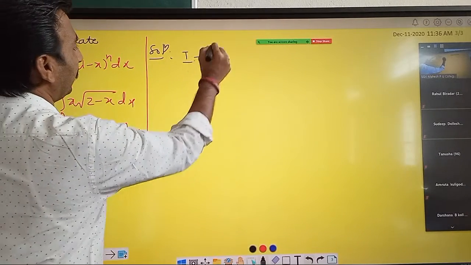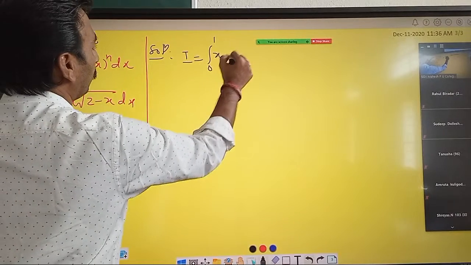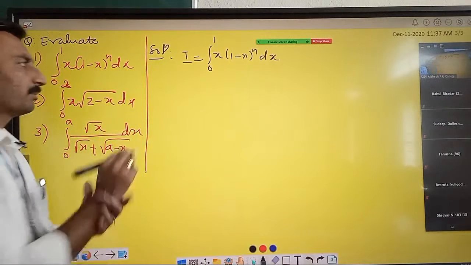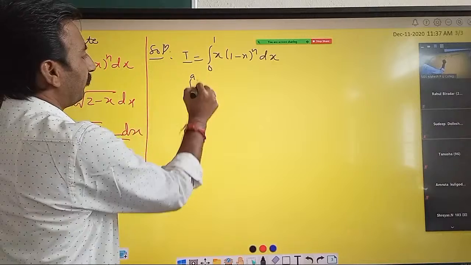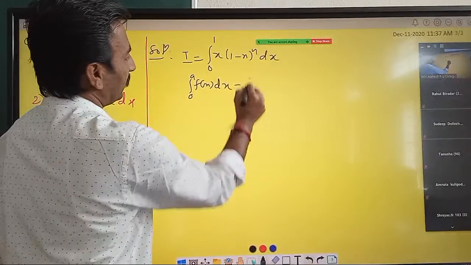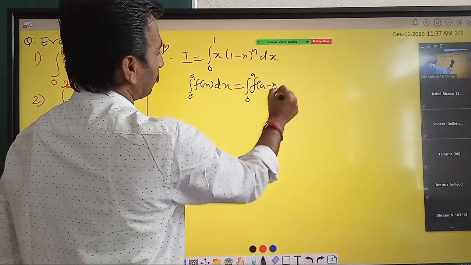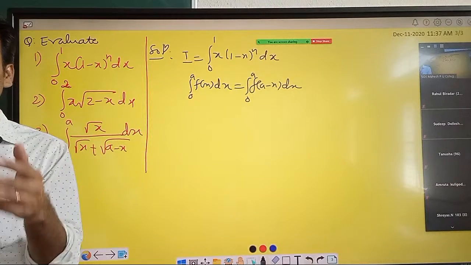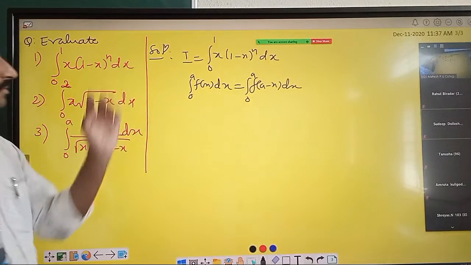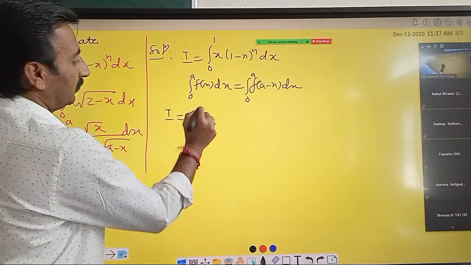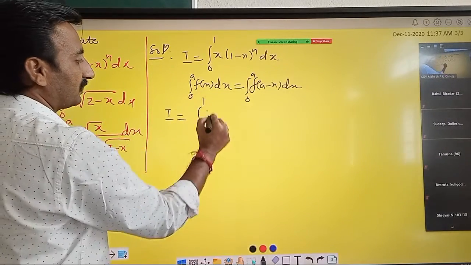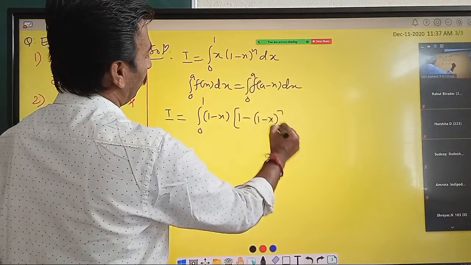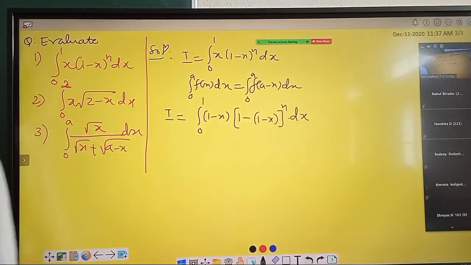The first one is I equal to integral from 0 to 1 of x into 1 minus x raised to n dx. Can I apply the property which is integral from 0 to a of f of x dx can be written as integral from 0 to a of f of a minus x dx? It means that where you have the x, you can substitute upper limit minus x. Now my given integral takes the form: integration from 0 to 1, x becomes 1 minus x, and this is 1 minus of 1 minus x whole raised to n dx. Correct? I hope you can understand this.